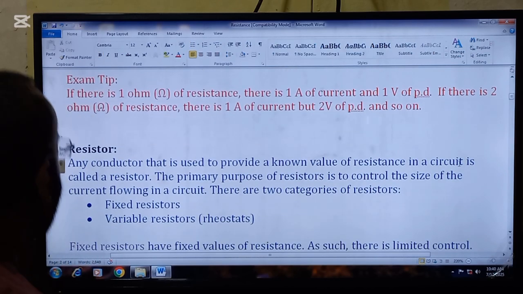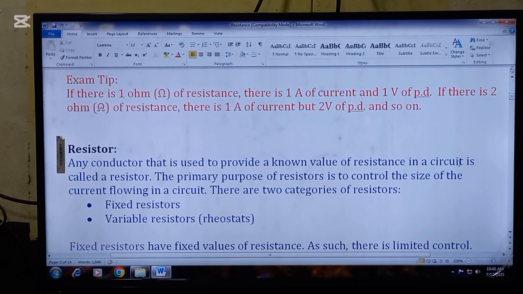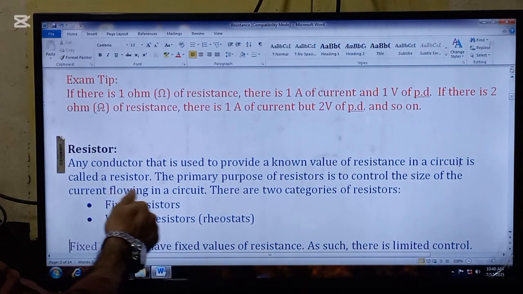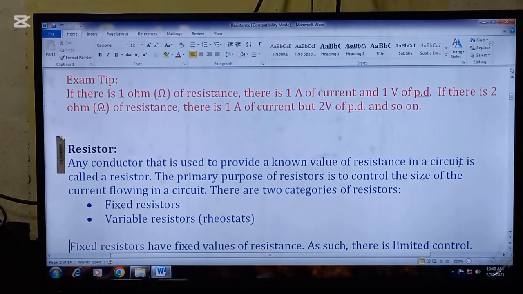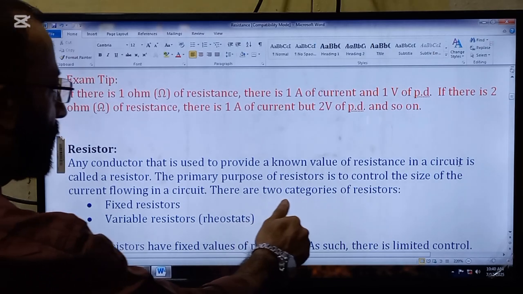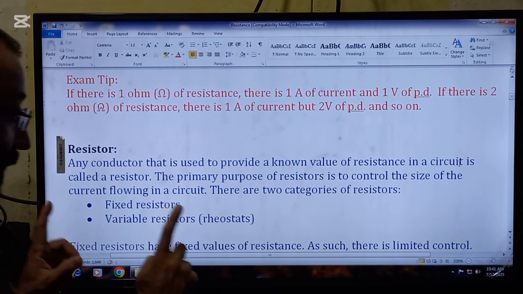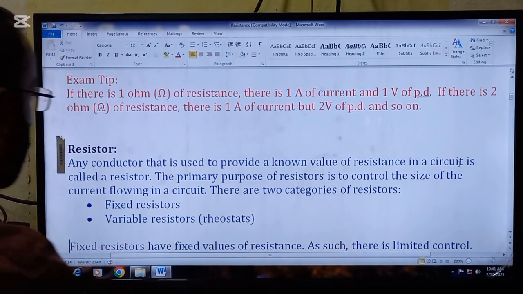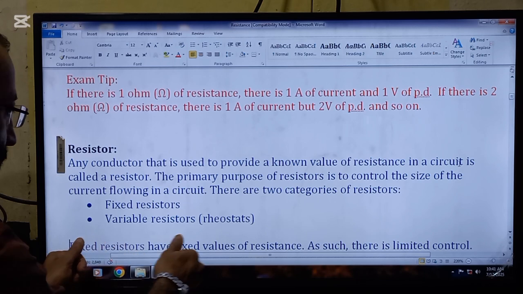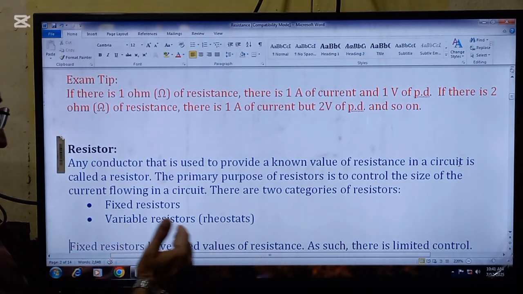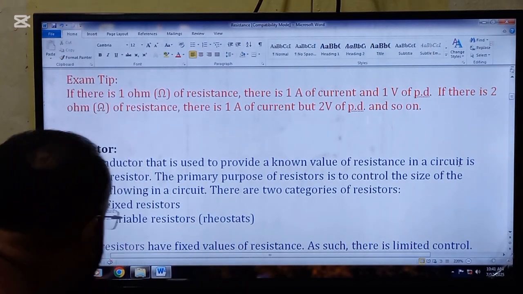Okay, the next thing that we are going to read is the resistors. Any conductor that is used to provide a known value of the resistance in a circuit is called a resistor. The primary purpose of the resistors is to control the size of the current flowing in a circuit. And there are two categories of the resistors. One is fixed resistor, second is variable resistors. The name of the variable resistor is also a rheostat.